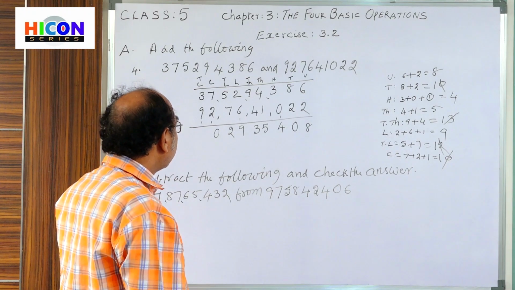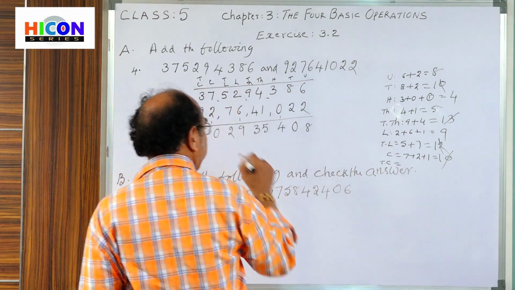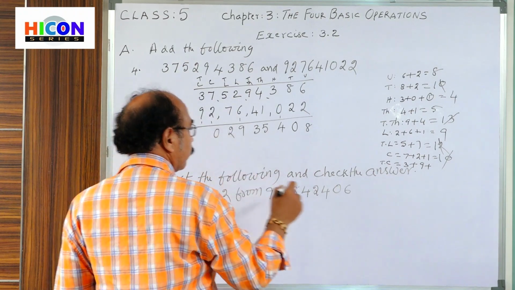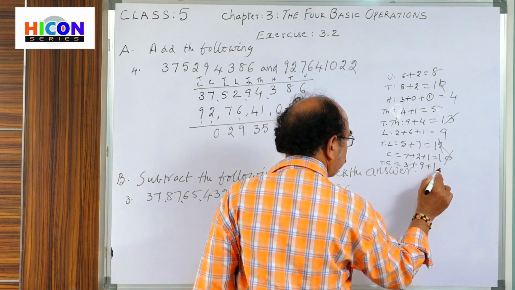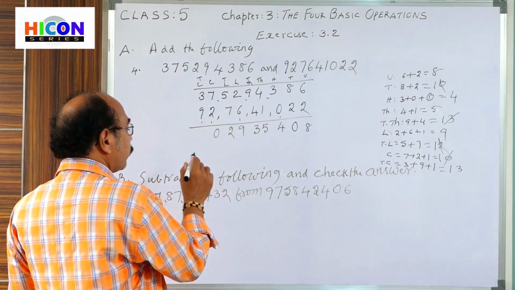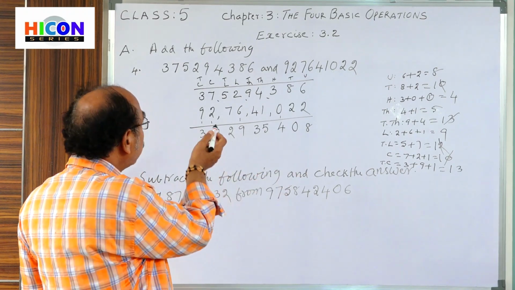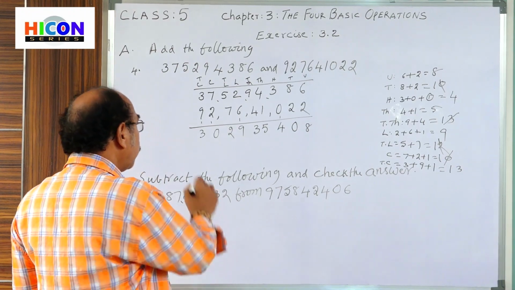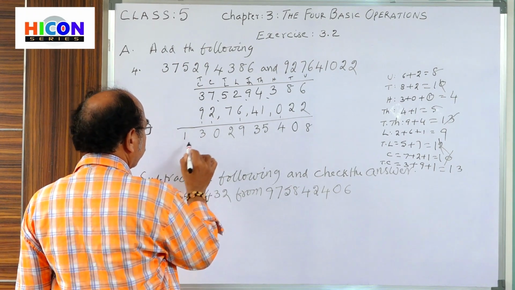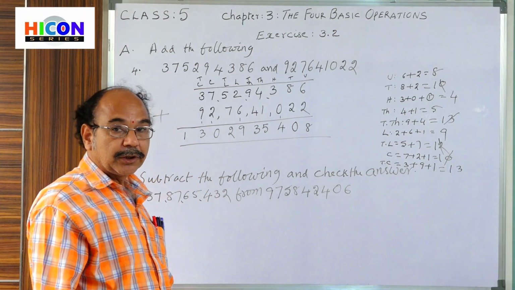Okay. Now add the digits of 10 crores. What are the digits of 10 crores? 3 plus 9 plus 1. That is equal to 3 plus 9, 12, 12 plus 1, 13. So write 13. That means 3 in the 10 crores, and 1 goes to the 100 crores place. Okay, children. Put the plus symbol over here, because this is the addition.